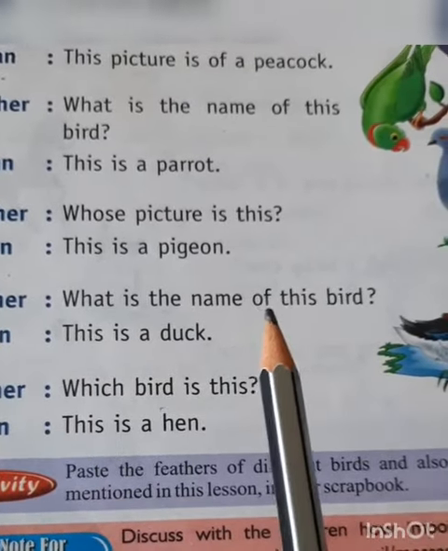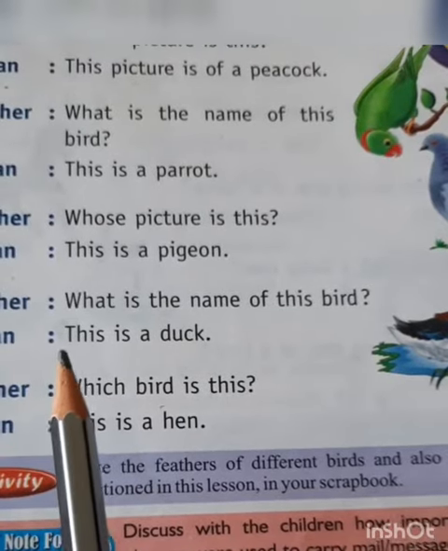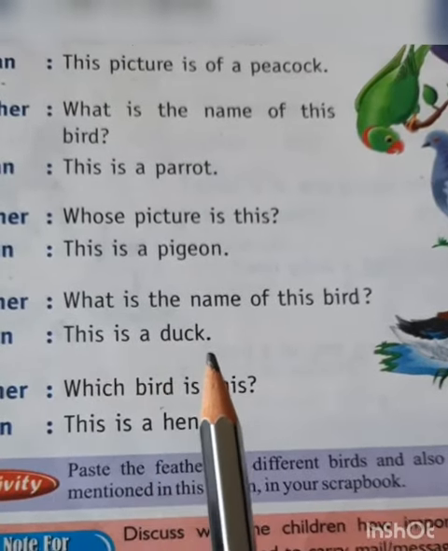Next question, what is the name of this bird? What is the name of this bird? And the answer is, this is a duck.